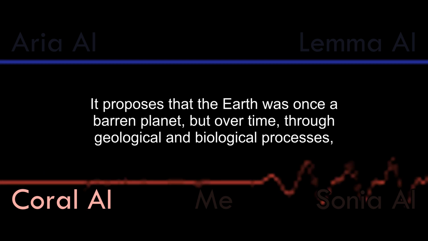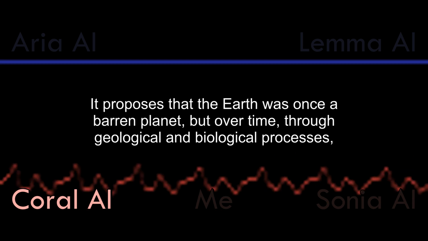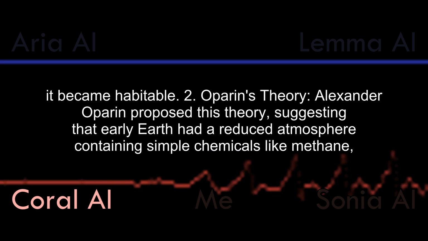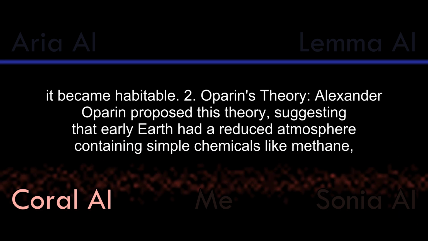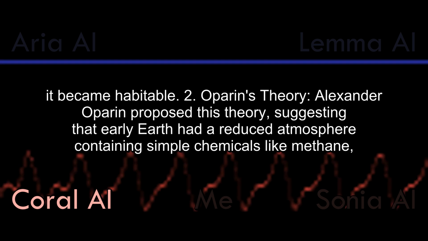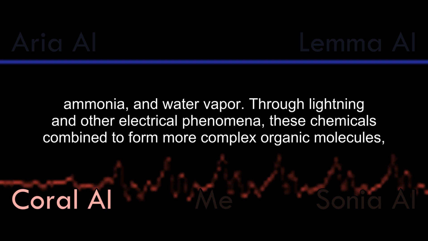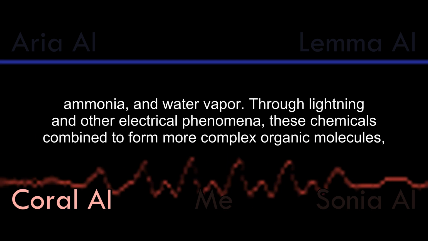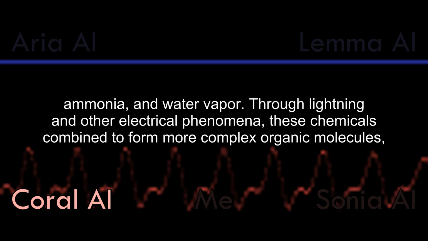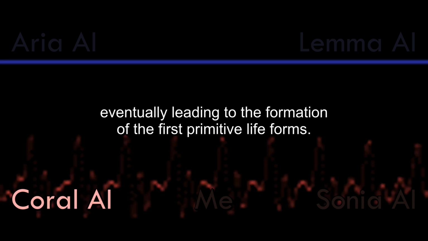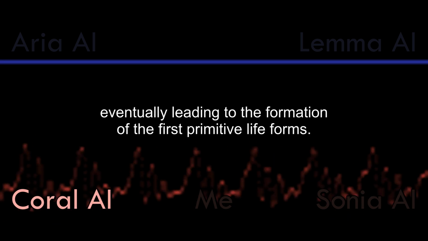It proposes that the Earth was once a barren planet, but over time, through geological and biological processes, it became habitable. 2. Oparin's theory. Alexander Oparin proposed this theory, suggesting that early Earth had a reduced atmosphere containing simple chemicals like methane, ammonia, and water vapor. Through lightning and other electrical phenomena, these chemicals combined to form more complex organic molecules, eventually leading to the formation of the first primitive life forms.